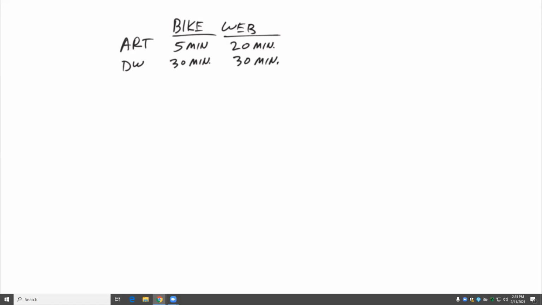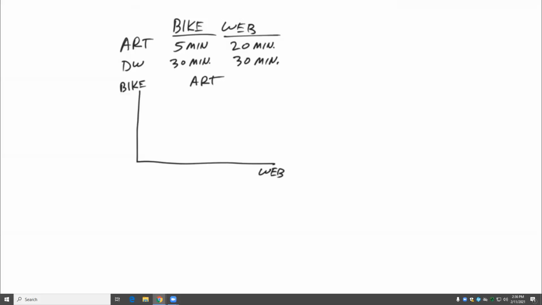So, what we want to do is translate this into some unit of time. When we talk about labor productivity, we're usually talking about per hour. How much can a worker produce per hour? Of course, we could do it per year, per month, per week, per day, but per hour is common, so that's what we'll use. So let's draw a production possibilities curve for both Arthur and DW. This one will be for Arthur. And we'll put bikes up here and web pages here.